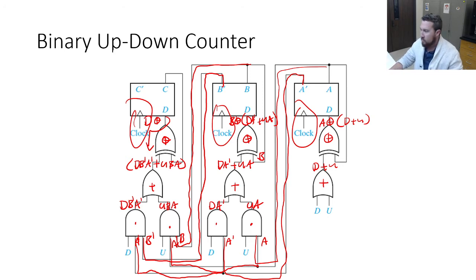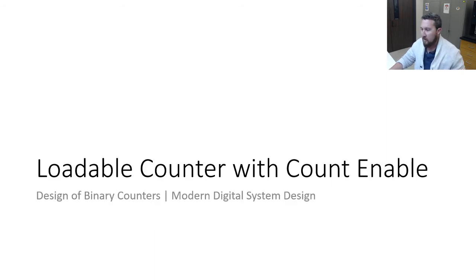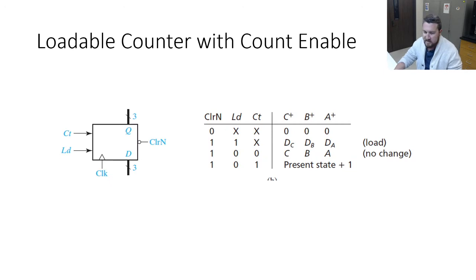Cool. All right. Now let's take a look at a loadable counter with count enable. This is going to be similar to that parallel load shift register that we looked at, but this is a counter. We've got a couple of inputs: CT for count, LD for load, and clock. We've got three inputs and output buses, still C, B, and A like before.